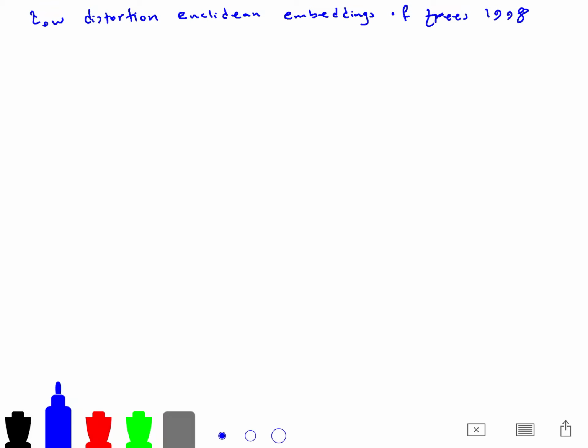In this lecture, I would like to explain a very interesting article by three authors. I know one of them, Nathan Linial, at Hebrew University, and this article is from 1998. It explains a method to embed a tree into a Euclidean space.